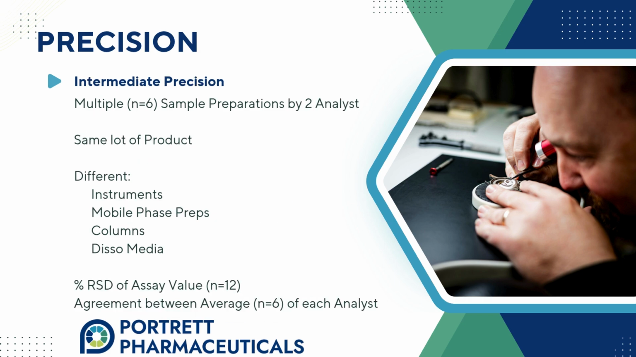Intermediate precision really tests the precision of the method by introducing several variables into the evaluation. It requires at least 2 analysts performing 6 sample preparations per the method. Each analyst should prepare their own mobile phases, diluent, dissolution media, etc. If possible, different lots of columns should be used as well as different instruments. A requirement is set for a %RSD for all 12 results. Sometimes an acceptance criteria is set for the agreement of the results.